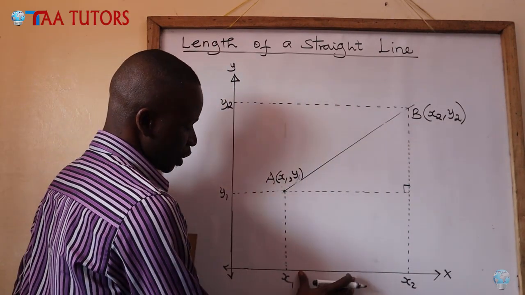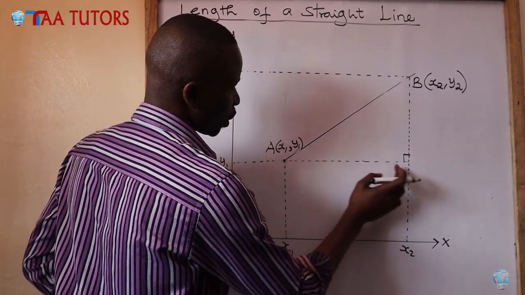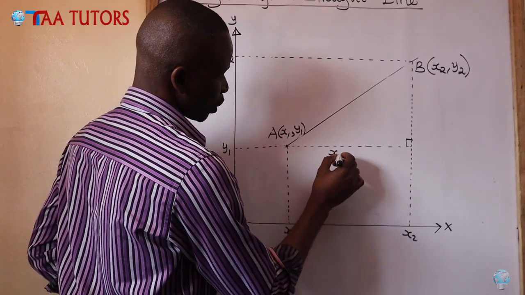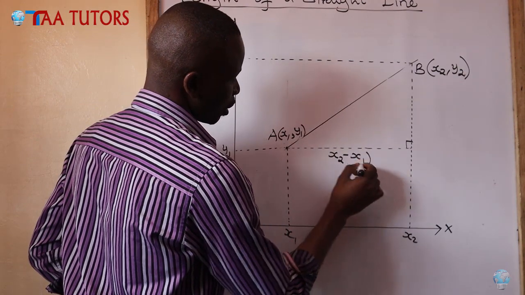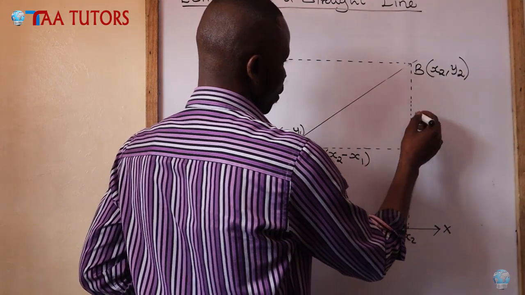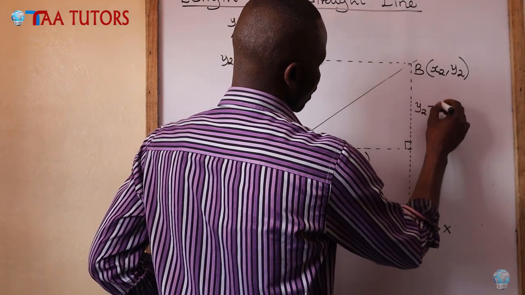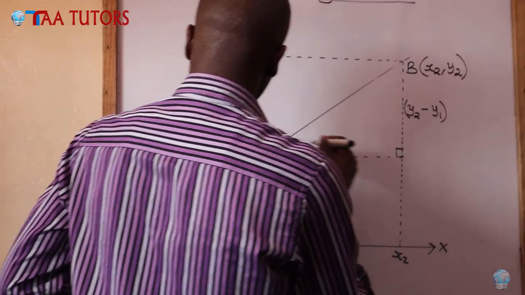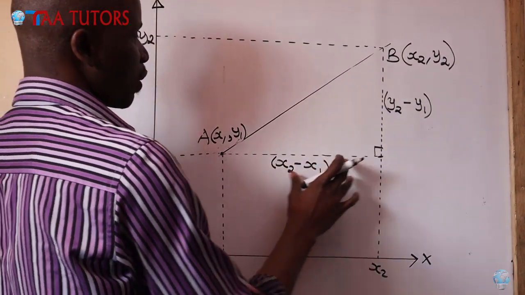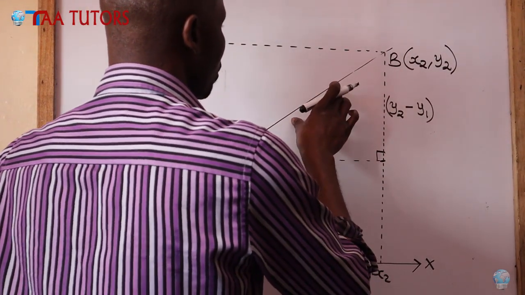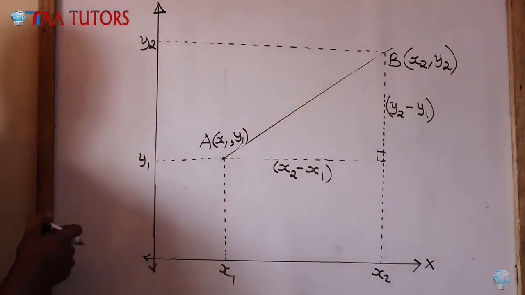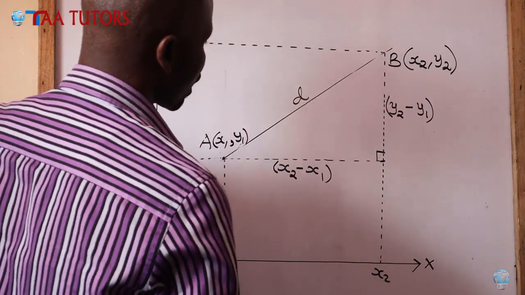So if I want to get the length from this point to this point, the horizontal distance will be x2 minus x1. And the distance from here to here will be y2 minus y1. So if we have these two shorter sides, then we can get the length AB. The length AB, let us represent as distance D.